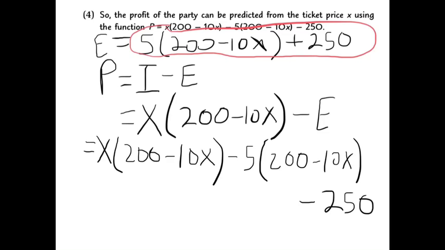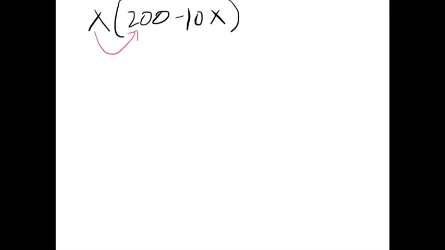The last part of this that I want to talk about is using distribution. This kind of carries over to problem 3 on the same page, but I think now is a good place to deal with it. We've got a couple of different parts of this. One of the parts is the income. That's x times 200 minus 10x. We've got to use the distributive property on this. The x gets multiplied by the 200 and by the negative 10x.